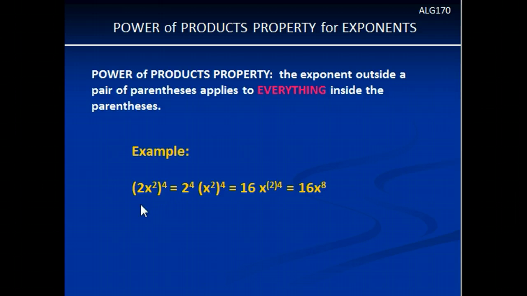That's everything to the fourth. It's 2 to the fourth, and it's x squared to the fourth. So, what is 2 to the fourth? 16. What is x squared to the fourth? Well, that's going to be x to the 2 times 4. Remember, with parentheses, you multiply your exponents. So it's going to be x to the 2 times 4, which is x to the 8th. So our final answer here is 16x to the 8th.